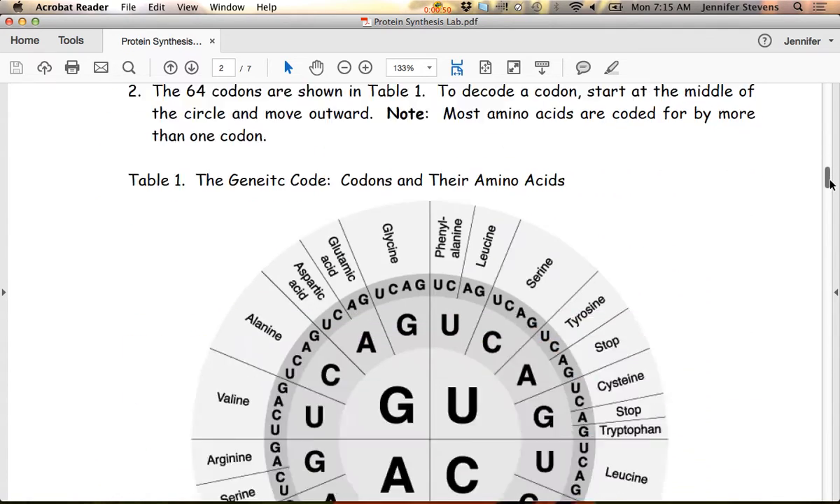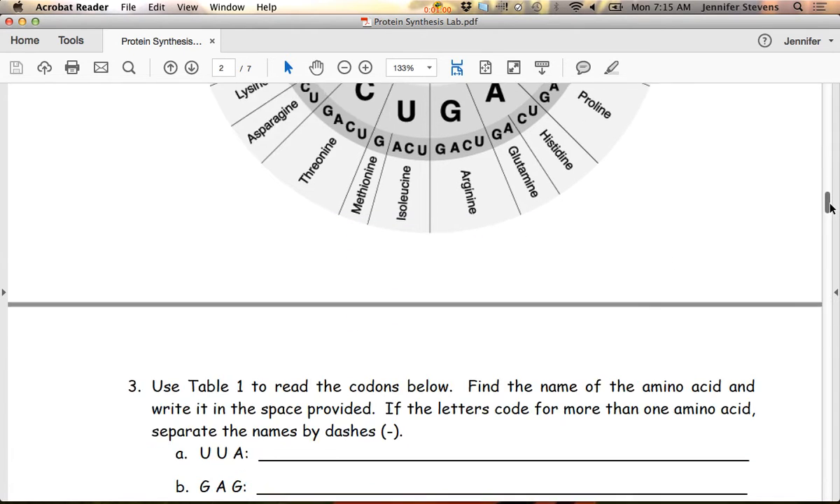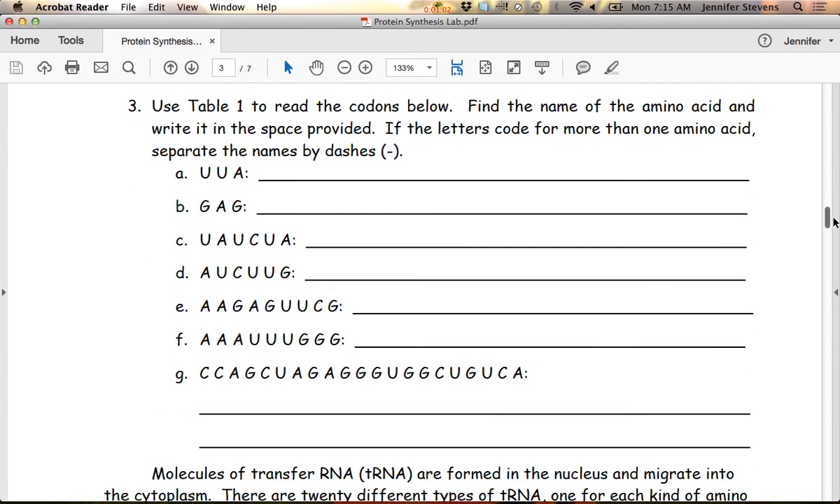Then we're going to start working with the codon wheel, and this is going to be used pretty much for the rest of the lab. On the second part, we're going to actually read the codons. Remember, codons are three-letter sequences. They're kind of like words that we can translate. So A and B are three-letter sequences, and then you just put the amino acid name there.